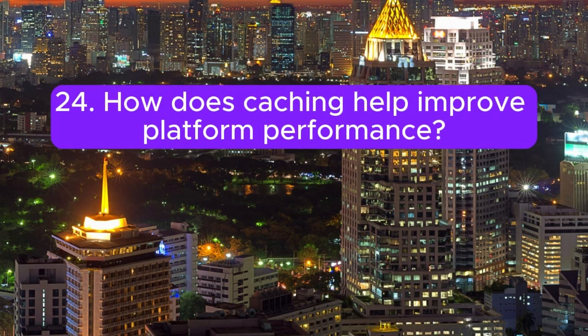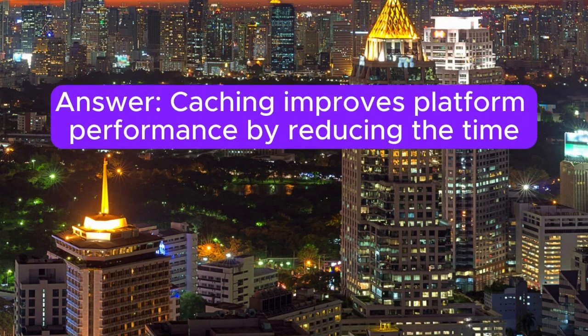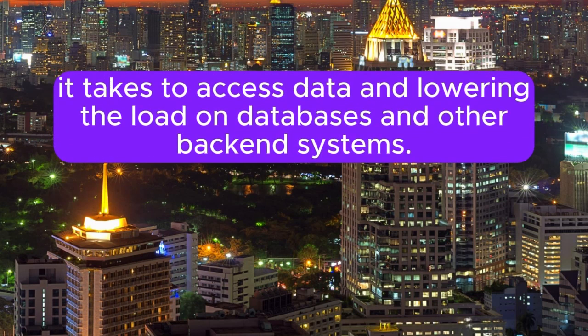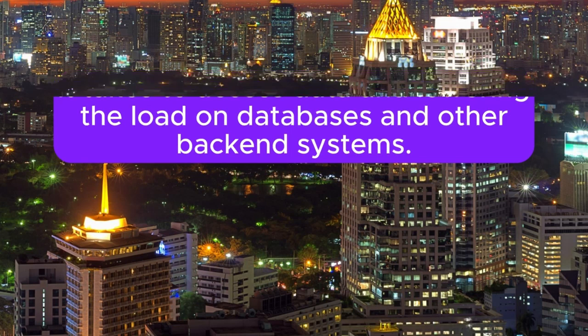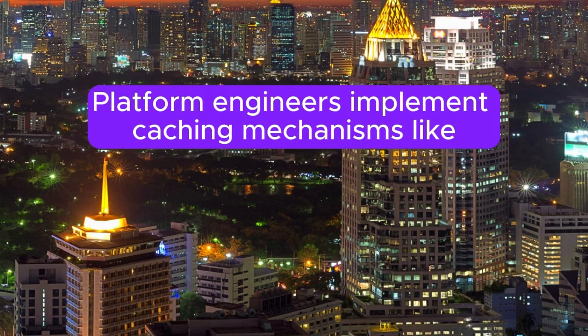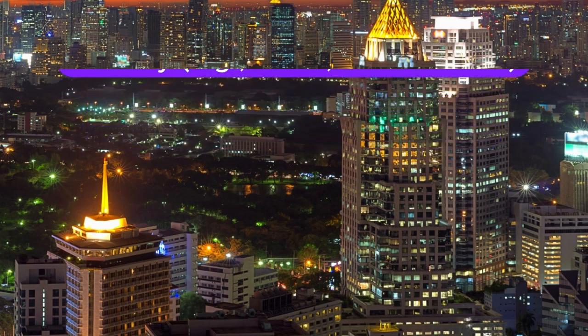24. How does caching help improve platform performance? Answer: Caching improves platform performance by reducing the time it takes to access data and lowering the load on databases and other backend systems. Platform engineers implement caching mechanisms like A.